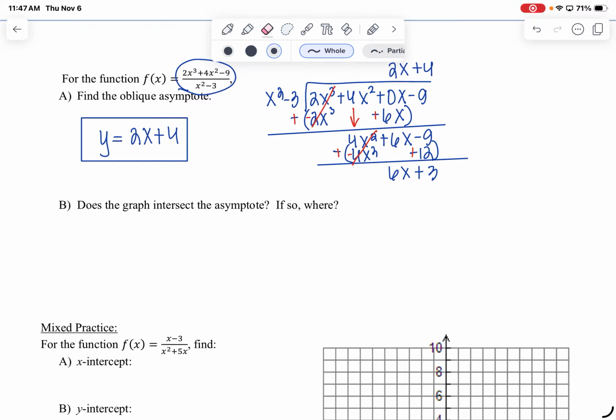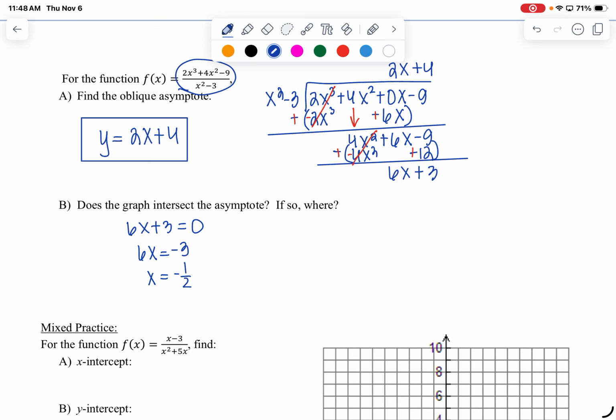A way that we know that there is no intersection, that it doesn't cross through, is if I just get a constant there. Okay, so we're going to set 6x plus 3 equal to 0 and solve. We get 6x is equal to negative 3, so x is equal to negative 1/2.